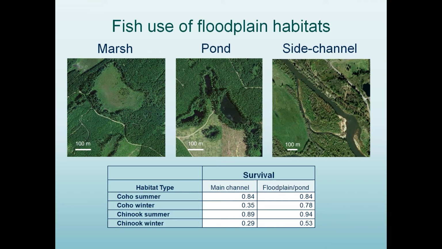And then survival is also different among these, especially for the winter. So survival for coho in the winter goes from about 0.35, a little more than double, to 0.78 when you switch from a main channel to a floodplain habitat or a pond. And then Chinook also nearly double, going from 0.29 to 0.53. So not only a lot of capacity change when we lose or add these habitats, but also a big survival difference.